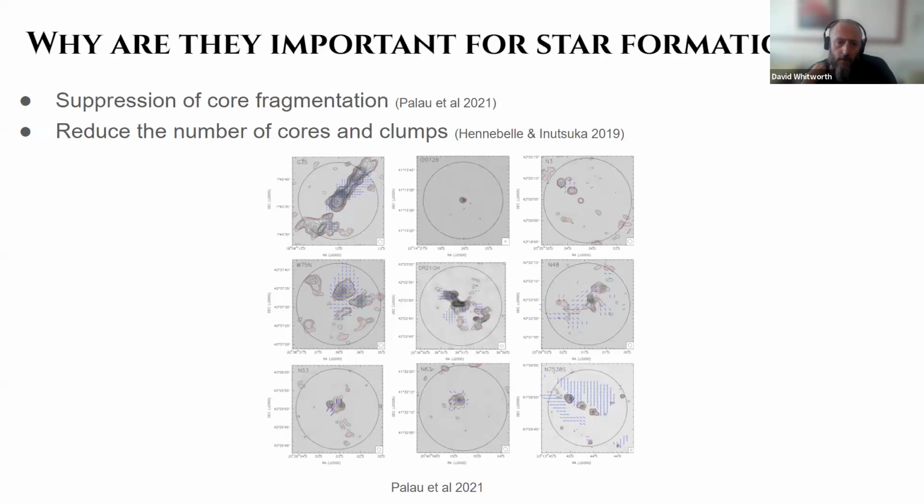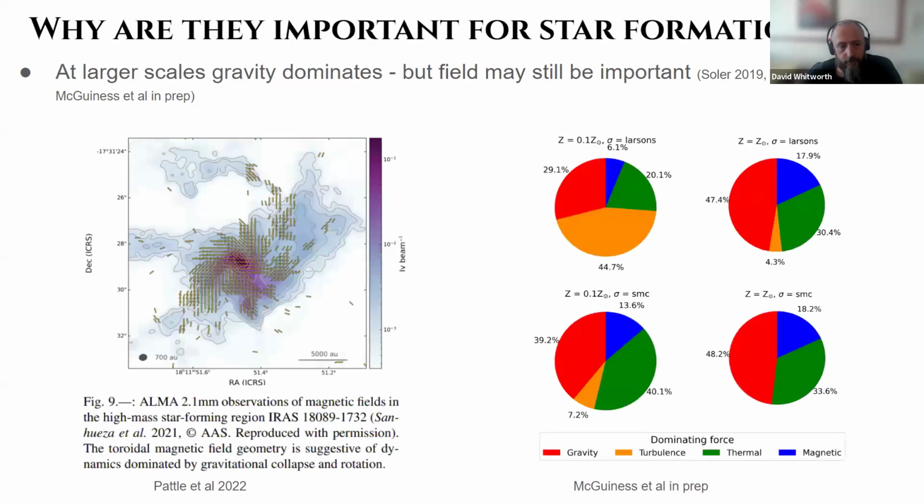Observationally, it's been shown that it suppresses core fragmentation. This work by Einar Palau in 21. And because of this, it's likely to reduce the number of cores and clumps we find. At larger scales, we expect gravity to dominate, but the field may still be important. So there's various ideas, depending upon your field strength, depending upon the gas density and things, it's likely to have some effect, but gravity may well be stronger.